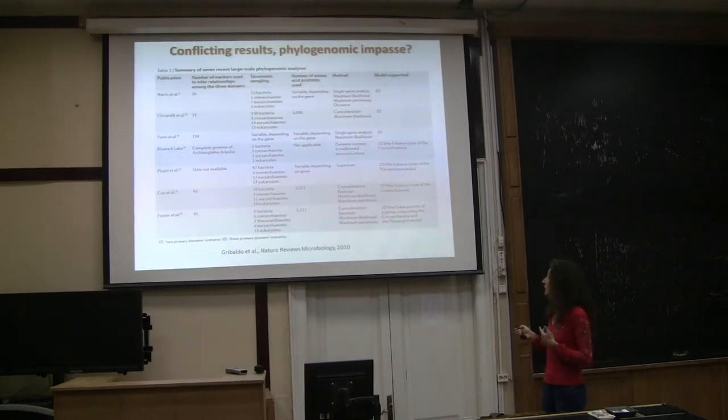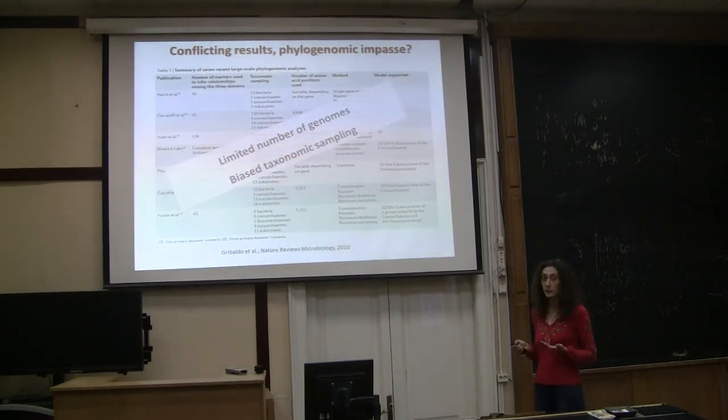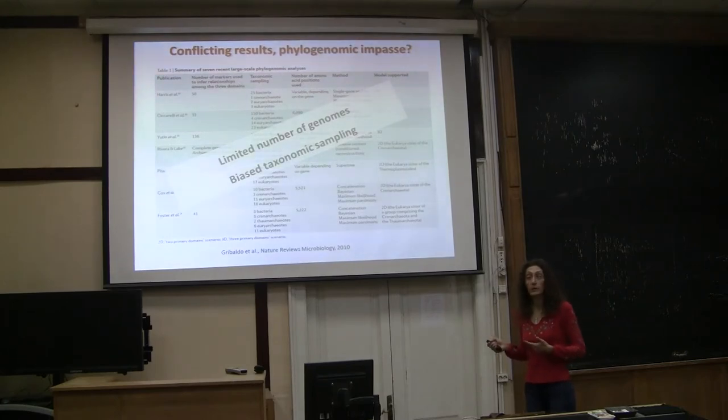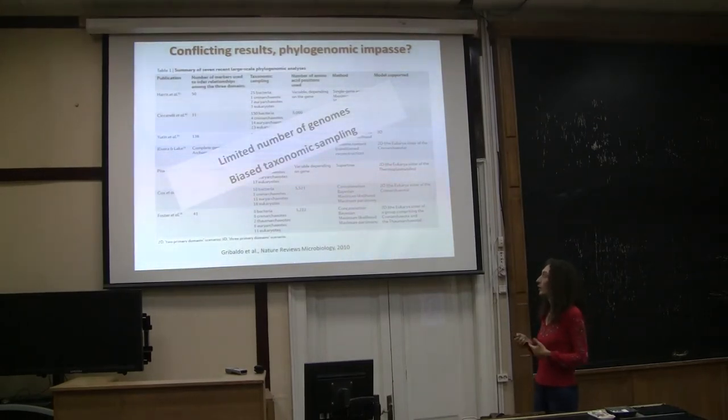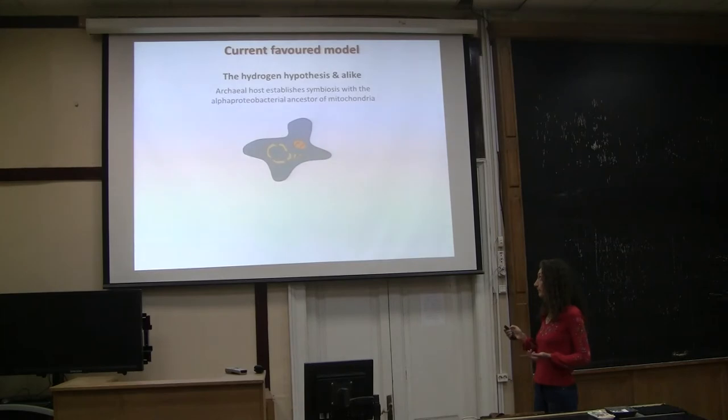find contradictory results. So some propose that there were 3 domains at the origins, others that there was just 2 cells involved. Some propose the eukaryotes emerged within the archaea, others as a sister group. So there are contradictions, conflicting results. There is a problem here with all these studies. There was a limited number of genomes and also biased taxonomic sampling. So we need to improve this. But it is maybe not easy to retrieve this type of ancestry. So this is something that we need to be aware of.